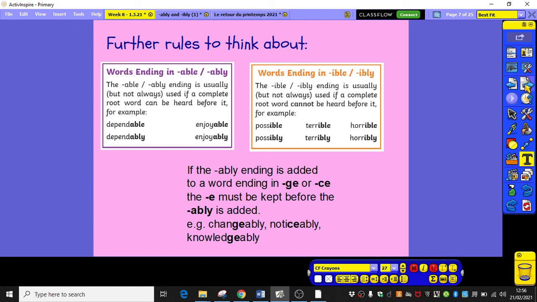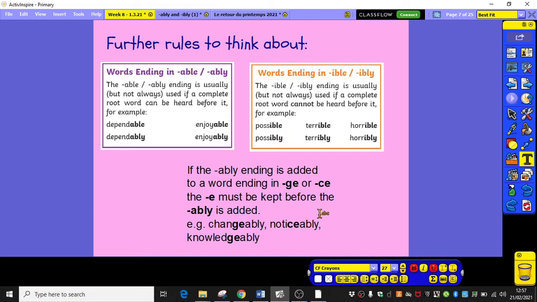This is another way of thinking about it. This comes back to the able and ably thinking that we were thinking about the other day. So words ending in ably, let's focus on ably because we've done able before, is usually but not always used if a complete root word can be heard before it. So for example, we've got dependably, because we can see the whole word. And it also does end in a consonant, thinking about the other rule that we picked up. The ibly ending is when you can't see the whole root word in it. The root word is possible, but you can't see the whole root word in it. So it's ibly, and it's quite tricky.